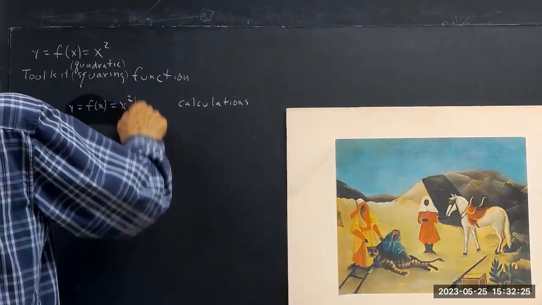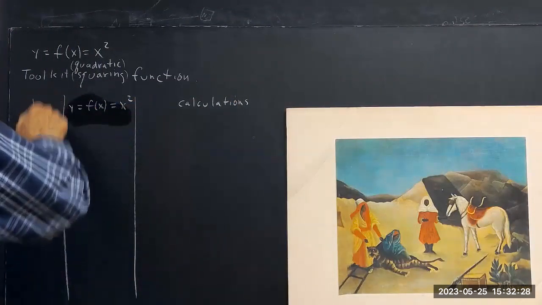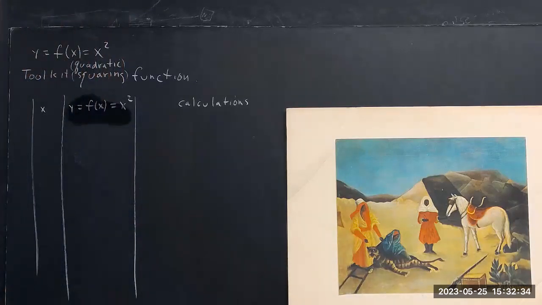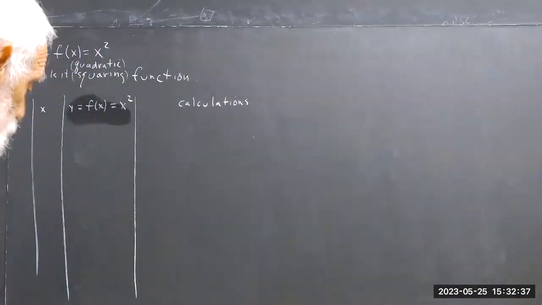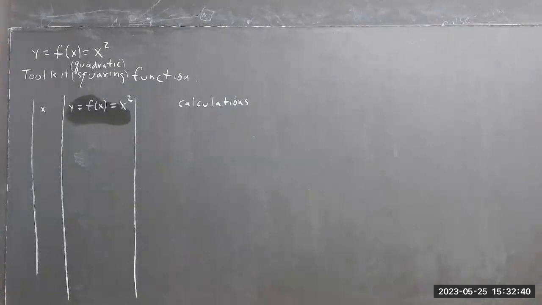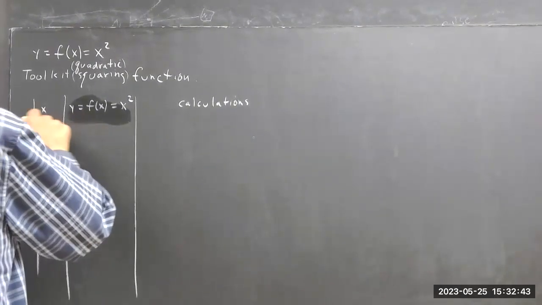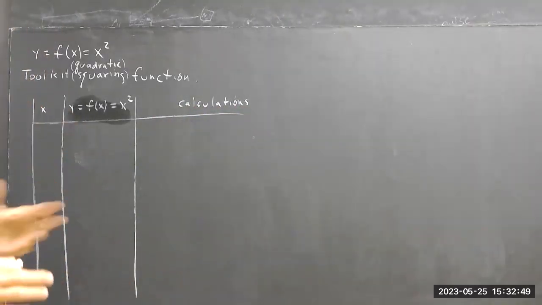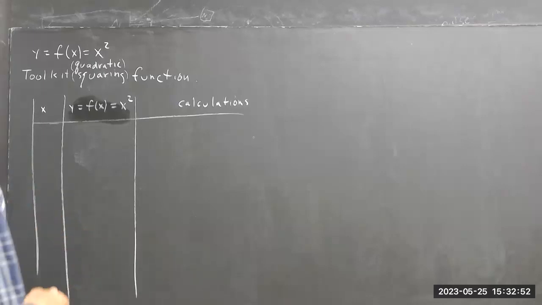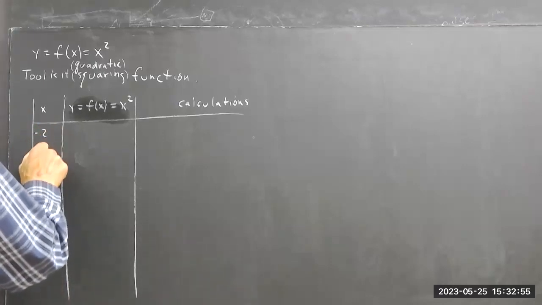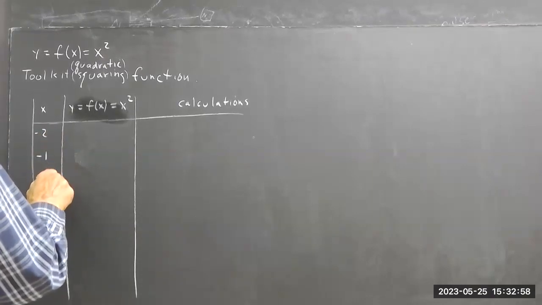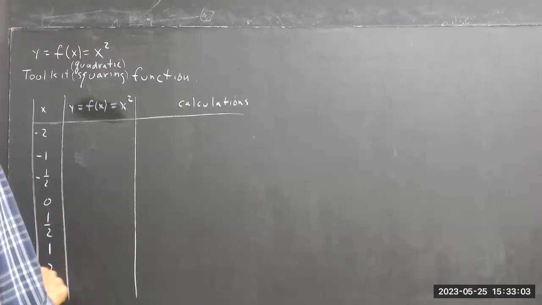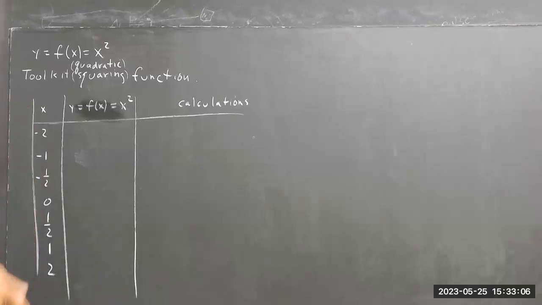Okay, so we have a column for X, we have a column for Y, and we have calculations. The numbers we use for X are the standard X values that we get by subdividing the interval from 0 to 2. So those are the values: -2, -1, -1/2, 0, 1/2, 1, and 2. Our standard X values.